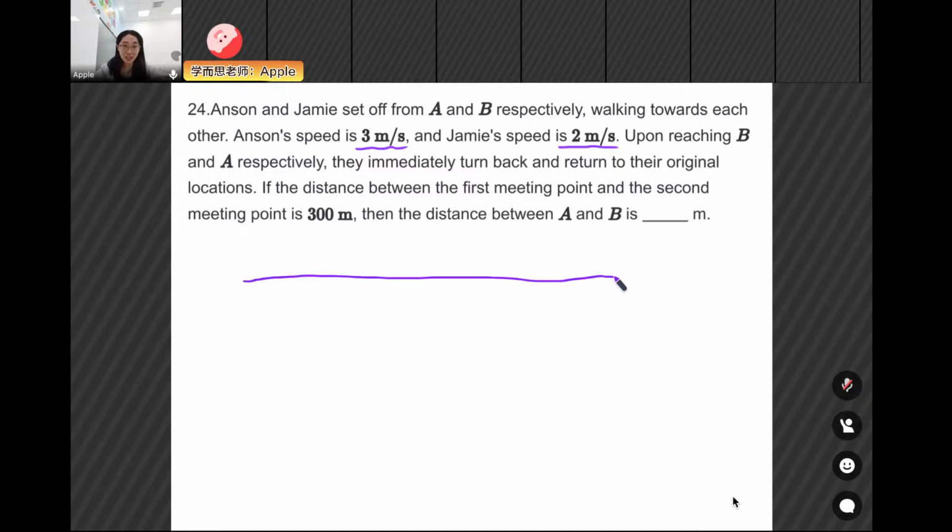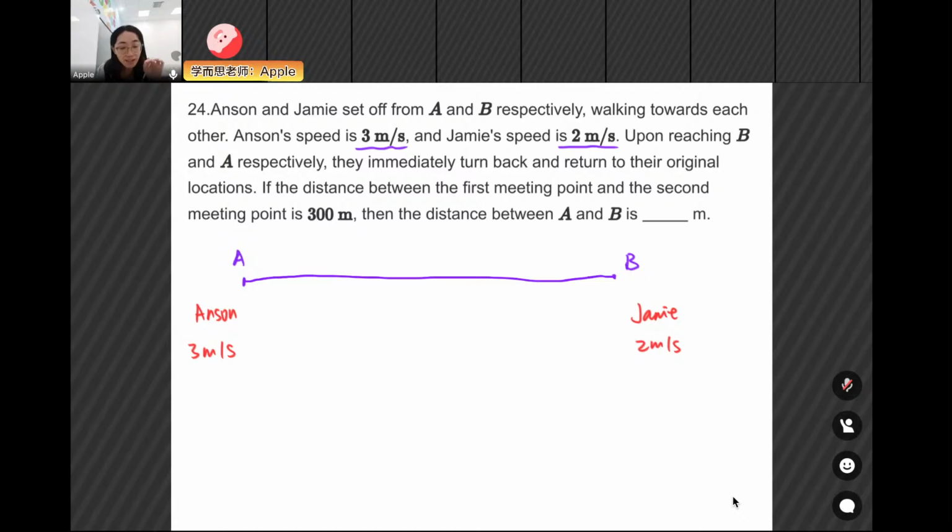For the distance, speed, and time problem, you always need to draw out the diagram first. So here, let's label, this is for A and this is for B. We know that there are two people. We have Anson, the speed is 3 meters per second. And then we have Jamie, the speed is 2 meters per second. So think about it. Where will they meet each other for the first time?